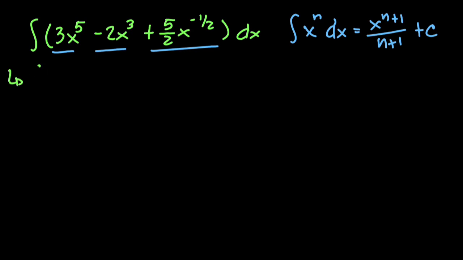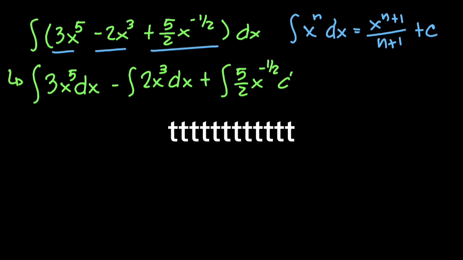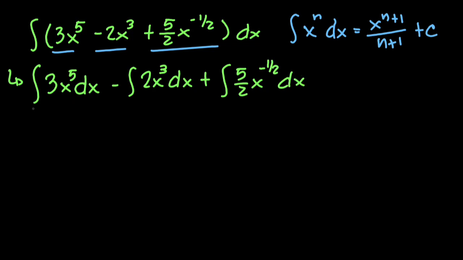Rewrite this. This would be equal to the integral of 3x to the power of 5 dx minus the integral of 2x cubed dx plus the integral of 5 half x to the power of negative 1 half dx. So focus first on this first part. You can actually put this constant outside the integral. So this would be 3 times the integral of x to the power of 5 dx.